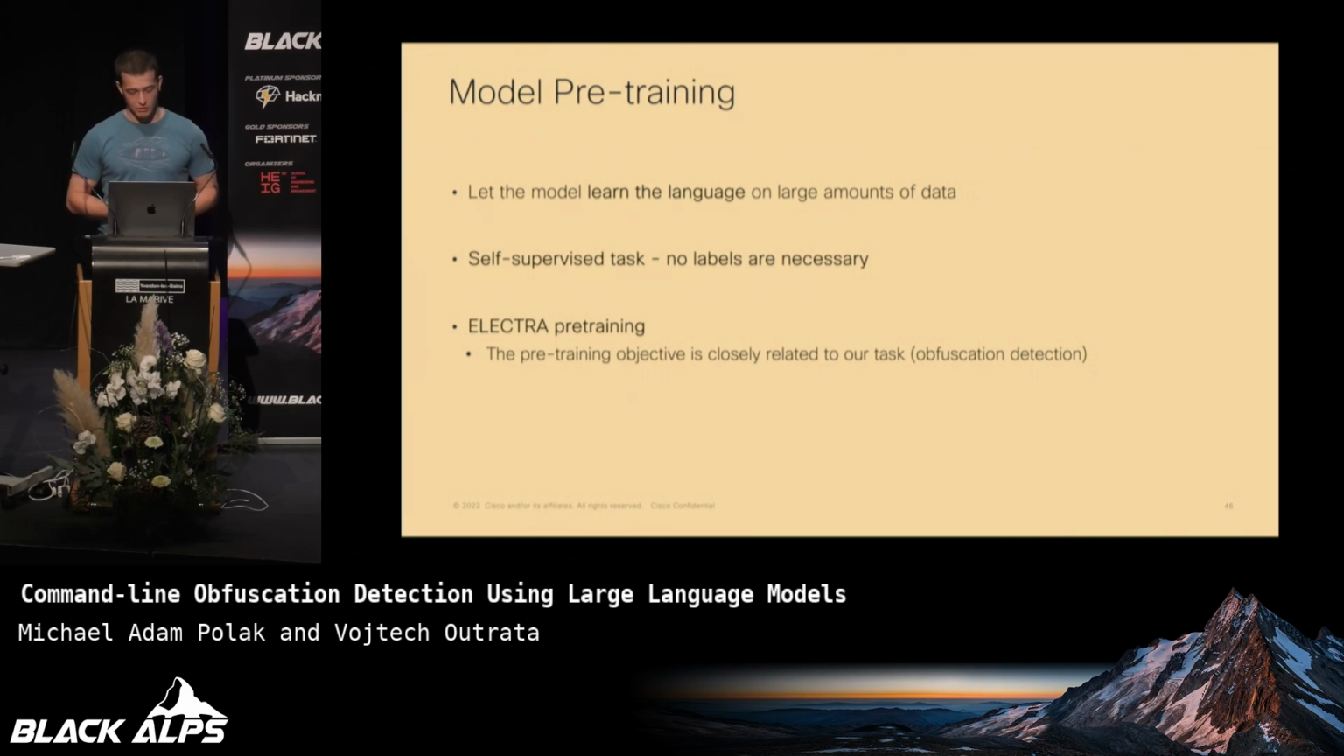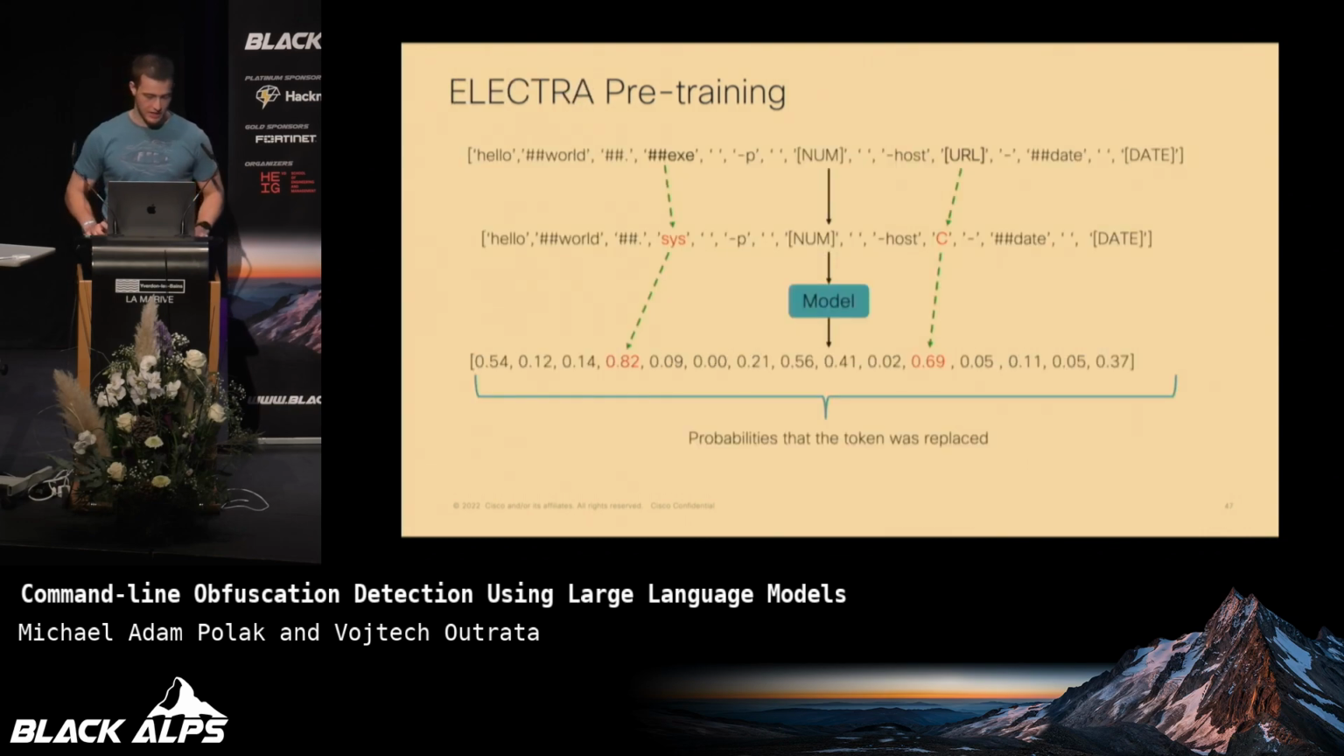And we decided to go with the Electra pre-training, which we'll go through shortly. And that's for two main reasons. One is that it's very computationally effective, and the other is that the pre-training objective, the task that the model learns the structure of the data on, is very closely related to obfuscation detection. So, what is the Electra pre-training? In a simplified manner, it's the following.